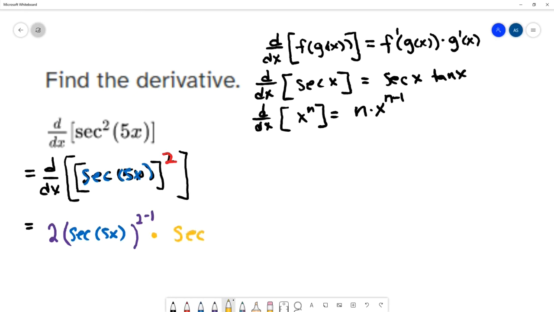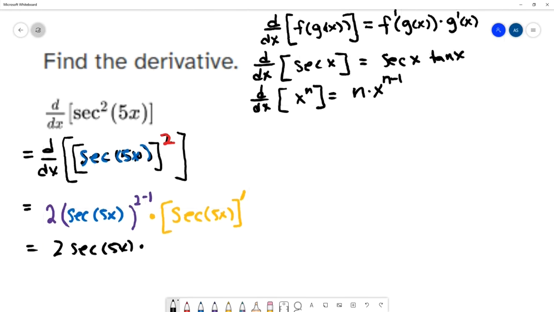So we need to calculate the derivative of secant 5x. We haven't done it yet, so I'm putting the prime to say we're going to do it. So this gives 2 secant of 5x. 2 minus 1 is 1, so we now have that secant to the first power. And we want to calculate the derivative of secant 5x.